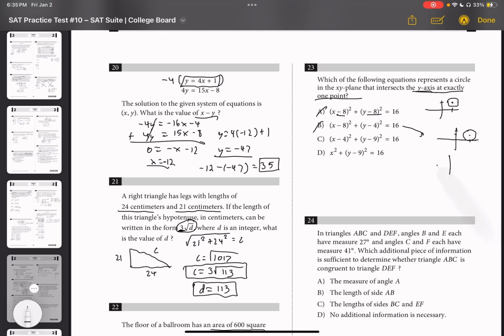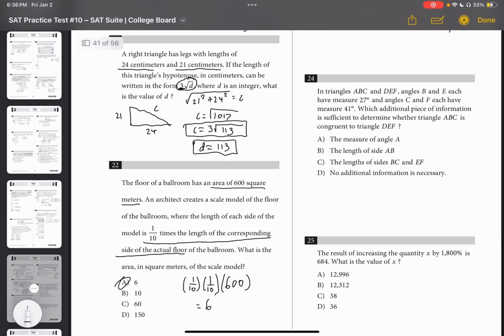Now this one over here, we have 4, 9. So it's going to be like here and there. Now if our radius is 4, we are actually going to intersect the y-axis once on the left side. And that will be your answer. I'm not going to draw the second one just because we already found it.